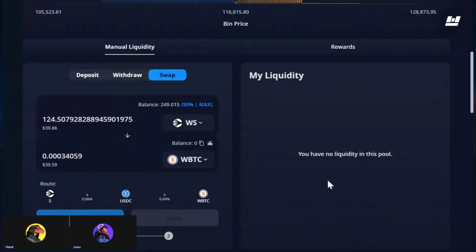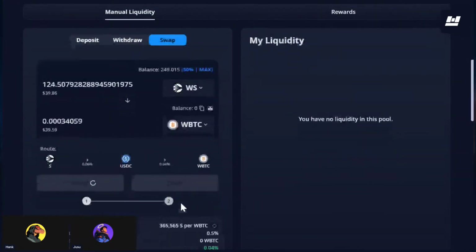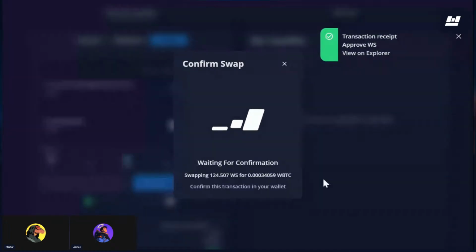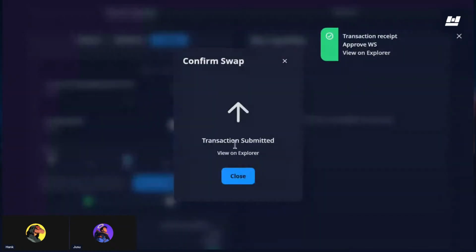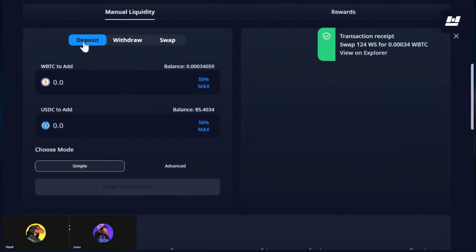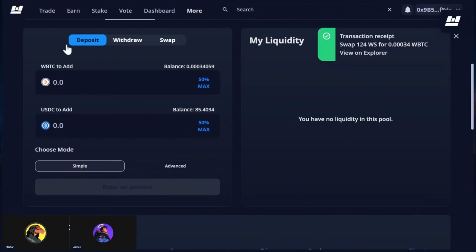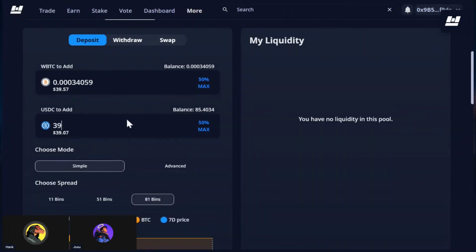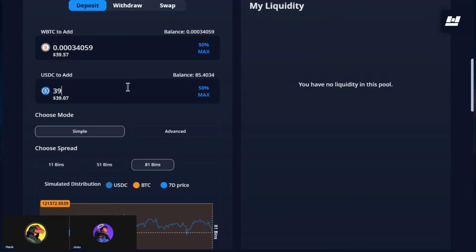Trade quickly. Trade. Okay. I have swapped. So I have here now $39 of Bitcoin. I'm going to put in the same amount. I do not need to do this, but I want it in this case.